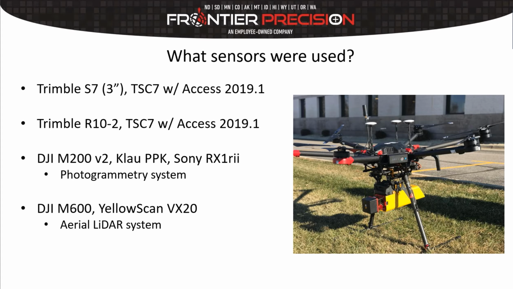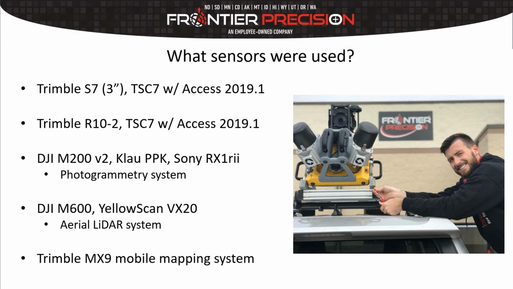The aerial LIDAR was a DJI M600. And for that LIDAR sensor, we used the YellowScan VX20. We'll dive more into that in a minute, but that's the kind of our aerial LIDAR sensor that we use here at Frontier. And then I had to throw a little picture of Dylan in there since he was kind of my moderator today. But this was when we were setting up our MX9. So it's the dual laser MX9. This was actually a picture from the day that we did the scan.